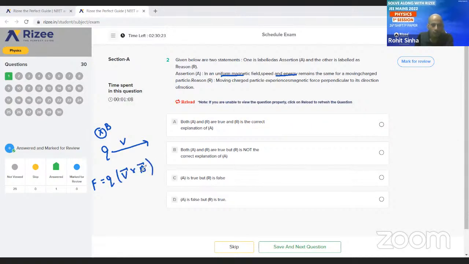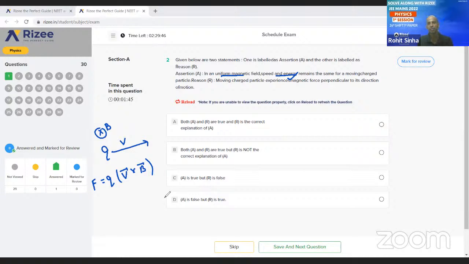This we know. Now this is the assertion. It is telling that when a charge moves in a uniform magnetic field, then speed and the energy will remain the same. The reason is that the moving charged particle experiences a magnetic force perpendicular to its direction of motion. Now I give you 30 seconds. Please think about it and go through the question.